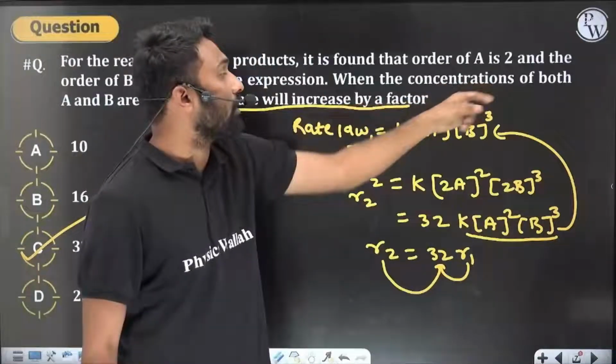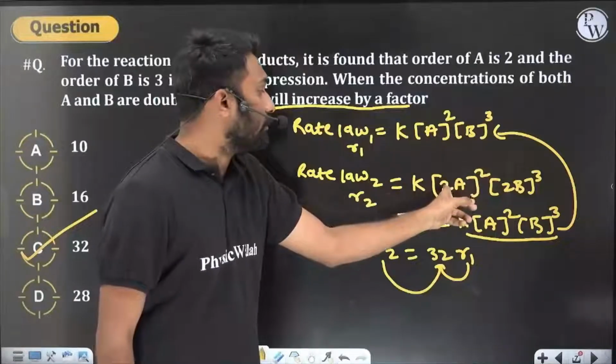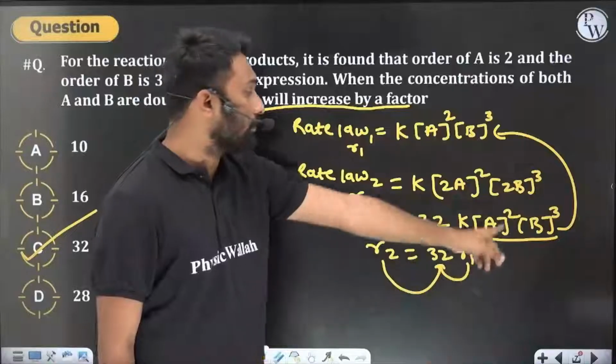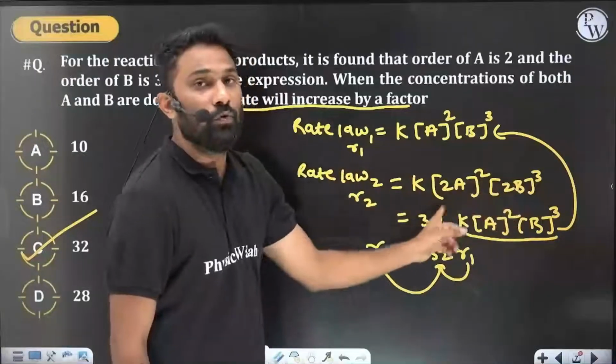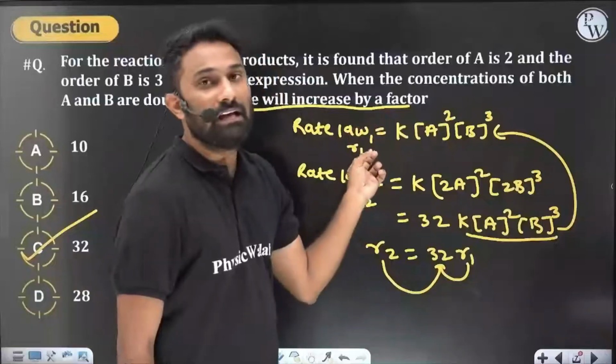Now, both the concentrations increased by 2, then 2 to the power 5 is 32, and 2 raised to the power 3 is equal to 8. Now 4 into 8 is equal to 32, and this will be the same as rate law 1.